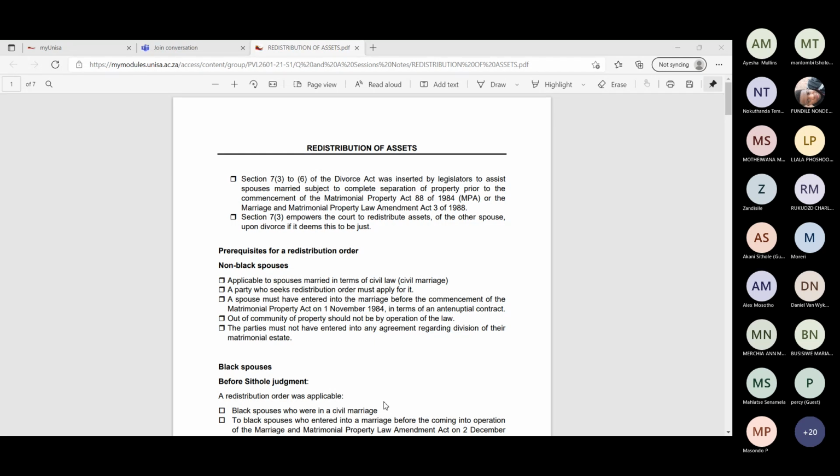Hi, Mishak. I already understand that civil marriage is in community of property. So I just want to check, in community of property, does it require parents to make a will for their children, or are children automatically excluded from the properties?